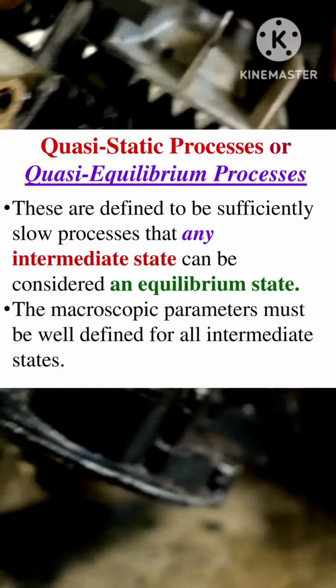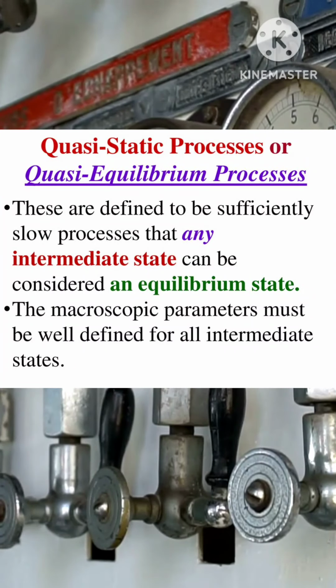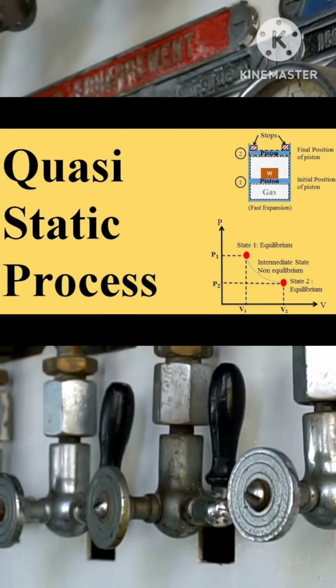Lastly, we have quasi-static and irreversible processes. Quasi-static processes happen infinitely slowly to maintain equilibrium, while irreversible processes include real-world factors like friction and turbulence.